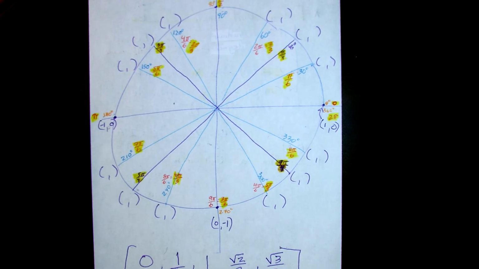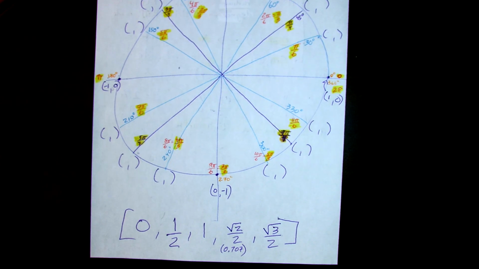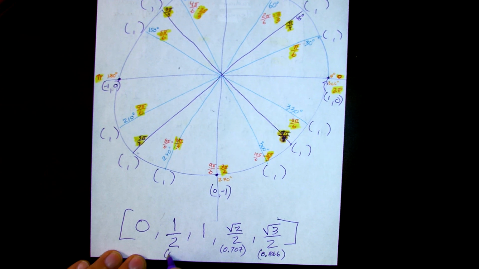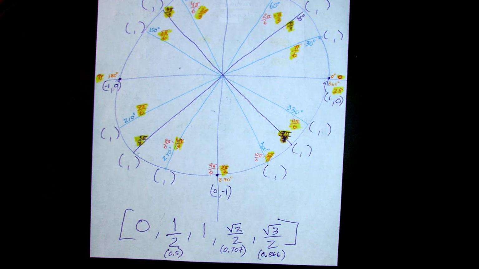Okay, I'm also going to show you this real quick. This one right here is 0.707. And big brother out here is 0.866. And half is 0.5, just in case.